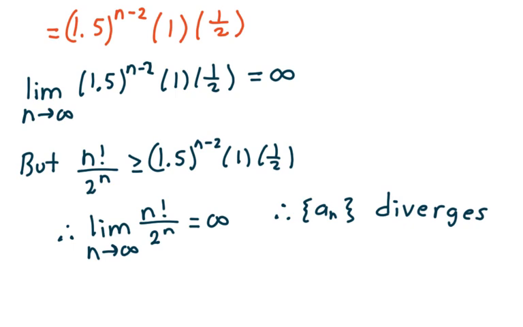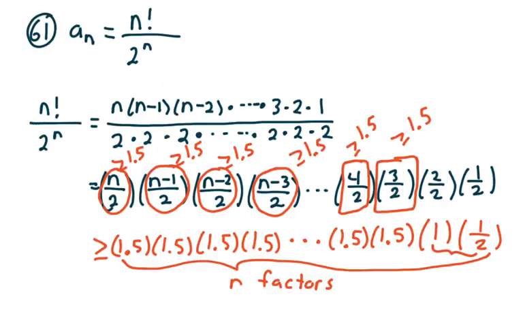That's a really great question. Now, let's go over that again. So A sub n is equal to n factorial over 2 to the n. Now, notice that n factorial is n times n minus 1 times n minus 2 all the way down to 1, if we continue in that pattern.